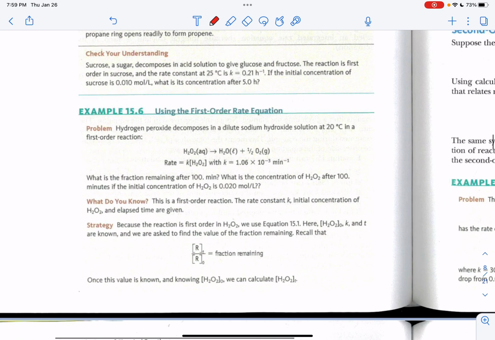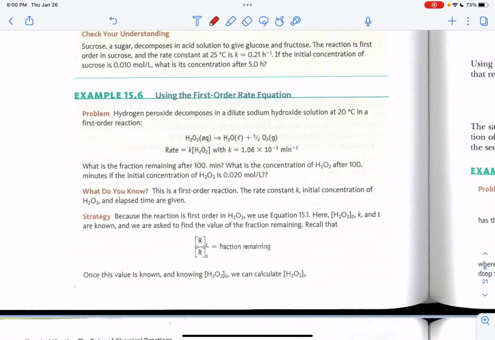Or if we look at this, which is going to be something that'll look familiar in lab 12, having to do with the decomposition of hydrogen peroxide. In this problem, we know the value of K, and we're trying to solve for the fraction. We're not interested in either the final or the initial concentration, just what is this fraction after 100 minutes.